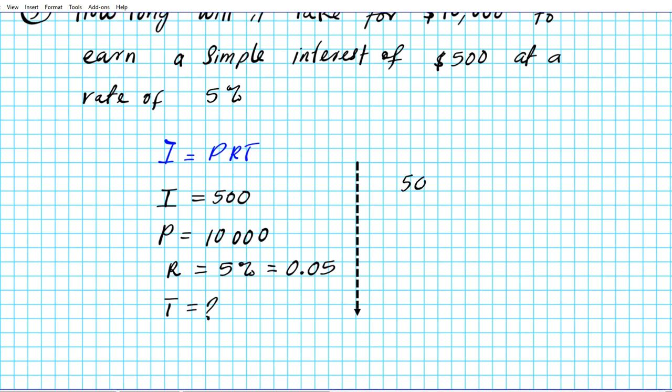So simple interest 500 is equal to principal, which is 10,000, times the rate of 0.05 times time, which is unknown, so it retains its value of t. Now, the goal is to get t isolated, so we have to use our algebraic skills here. We notice that these two values are being multiplied by t, so what we need to do is basically divide both sides by 10,000 times 0.05. Or you can multiply them together and then divide by the resulting value. So let's go ahead and do that.